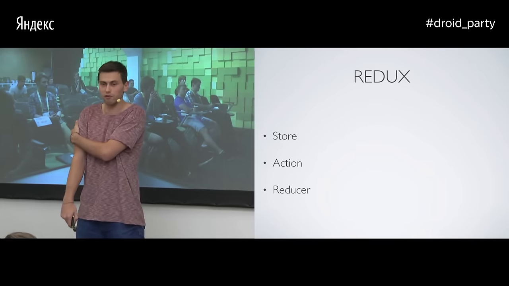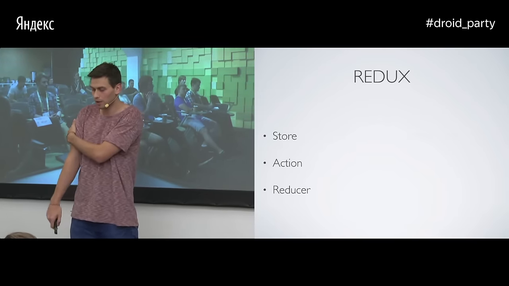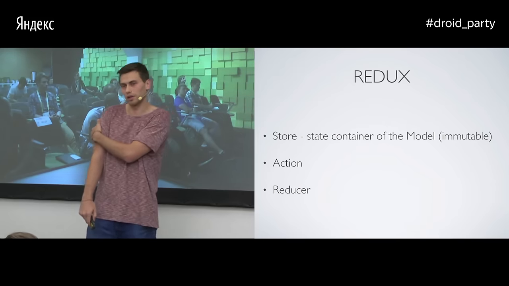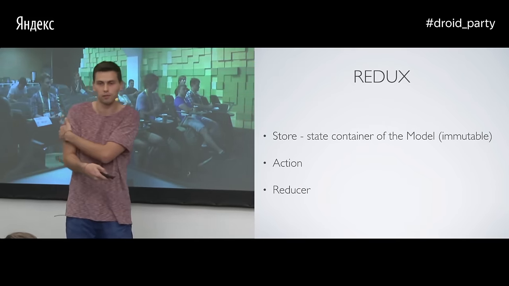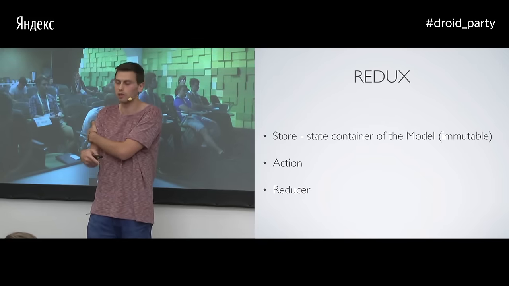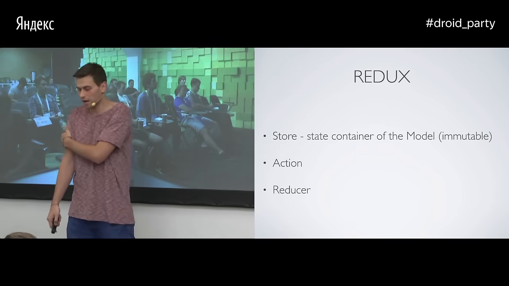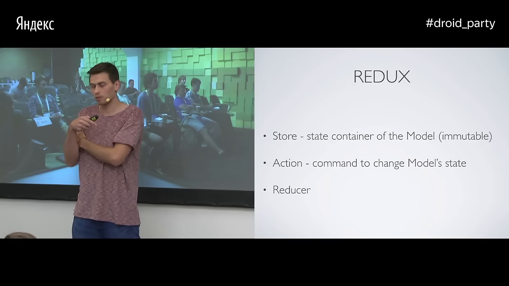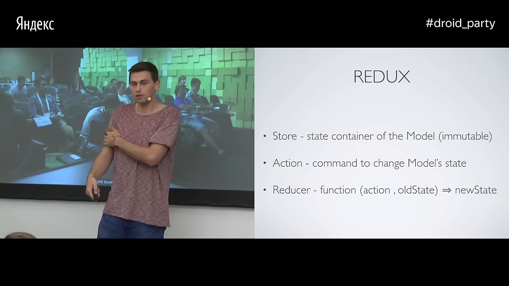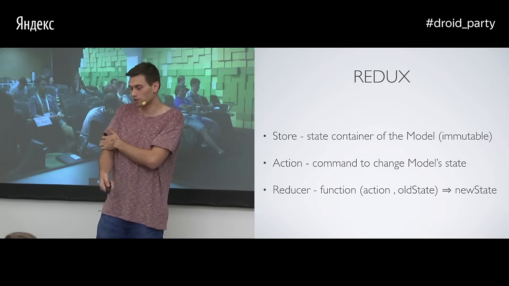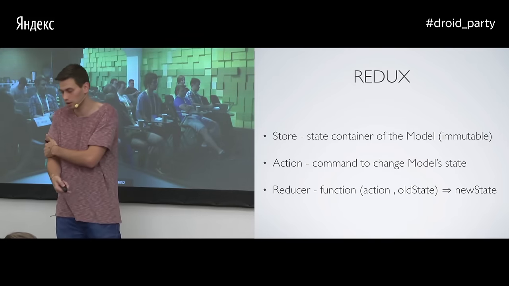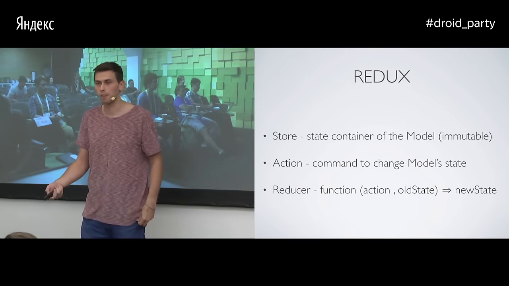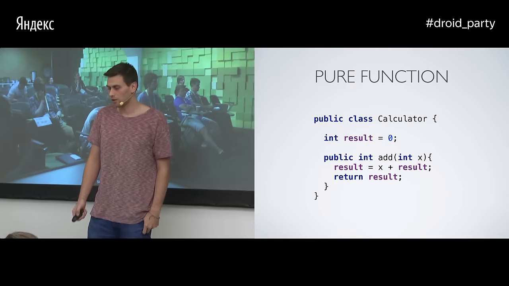Basically, in Redux, we have three components, starting with a store. The store is basically a state container of the model. It holds the model, and the model is immutable. We will see later what that means. An action is a command to change that model. So basically, we say, hey store, here is a reducer function, and the reducer function gets an action and the old state of the model. So let's see how this is in action.